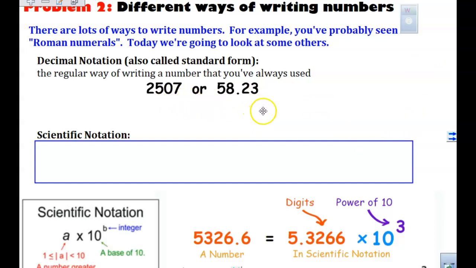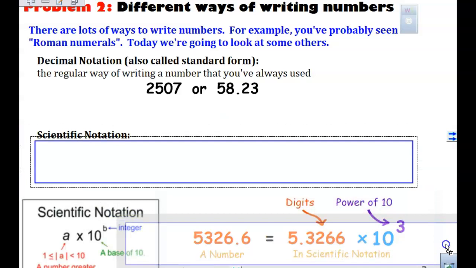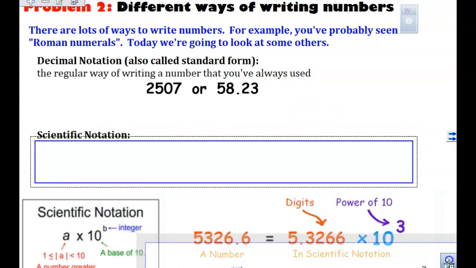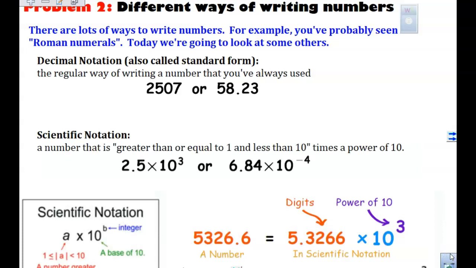2,507, 58.23. You're filling that in that box right there. Start writing. It'd be easier if you start writing, so this is just regularly how we write our numbers. Whereas scientific notation, and I know you started talking about this with Ms. Friends in Science, with our large and small numbers.